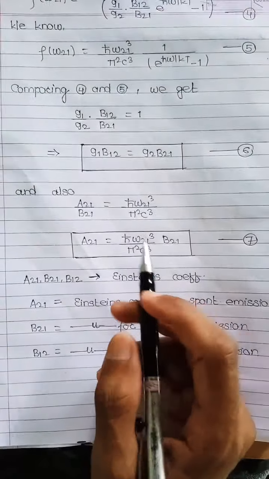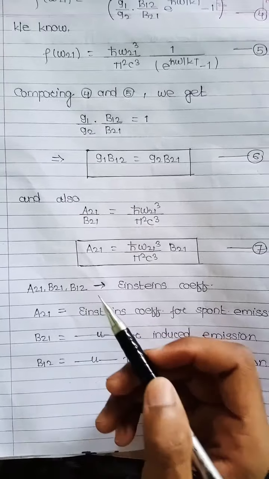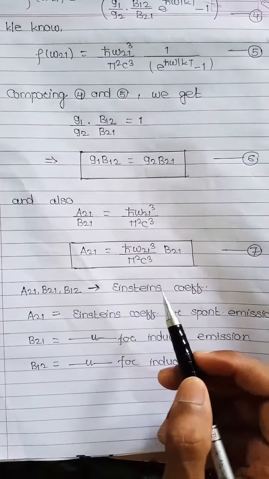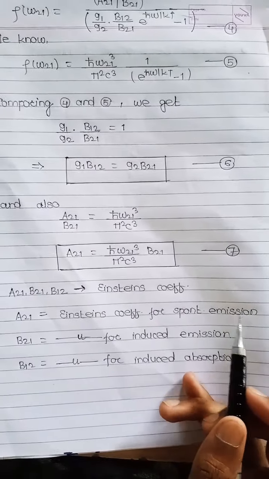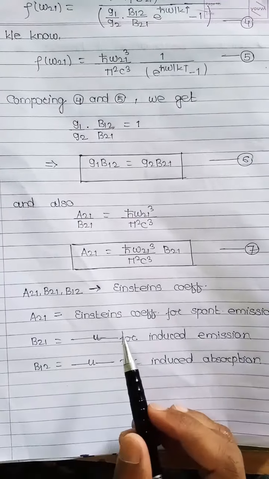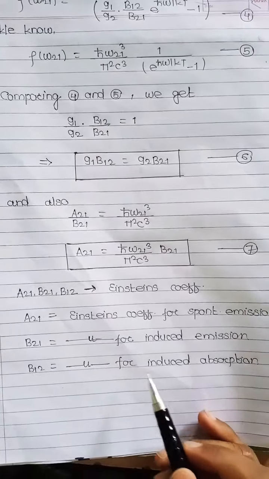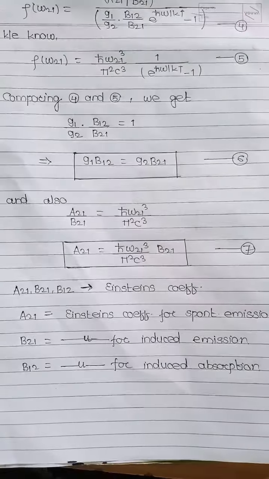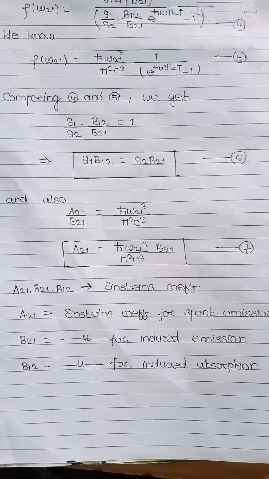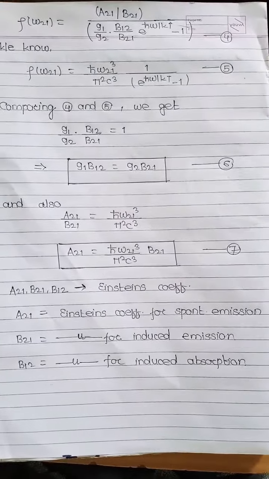Equations 7 and 6 connect the coefficients A21, B21 and B12, which are known as Einstein's coefficients. A21 is known as the Einstein coefficient for spontaneous emission, B21 is known as the Einstein coefficient for induced emission, and B12 is known as the Einstein coefficient for induced absorption. These coefficients are intrinsic atomic properties. Thank you.